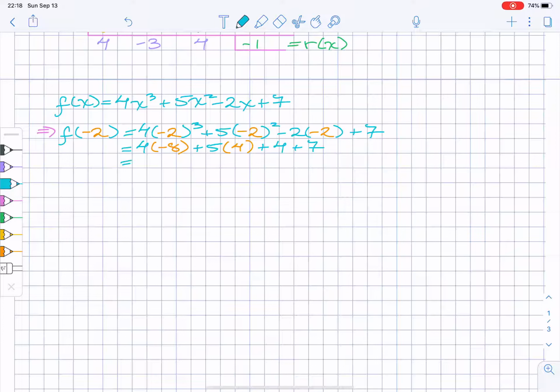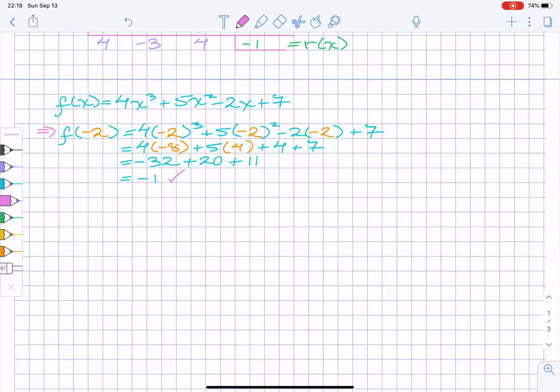So what do we have? 4 times 8 is 32. 5 times 4 is 20, and 4 plus 7 is 11. So 20 and 11 is 31, minus 32 is negative 1, check mark. It works. Okay, very good.